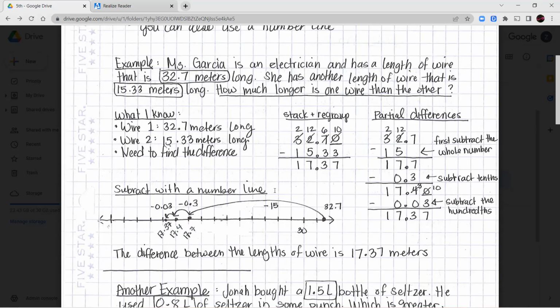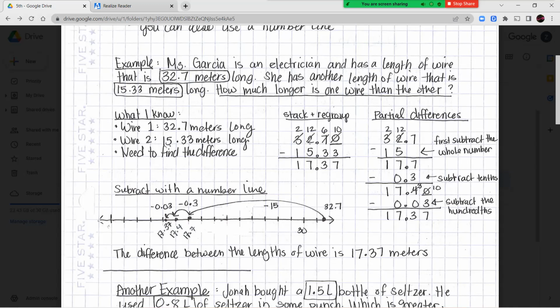Now, one way you can do it is the standard way, which is stacking and regrouping. 32 7/10. I'm going to put a 0 placeholder there, and then do 15 33/100. So I can't do 0 minus 3, so that becomes a 10, and I borrowed from the 7, so the 7 becomes a 6. Now 10 minus 3 is 7, 6 minus 3 is 3. I drop my decimal point right into the same position.